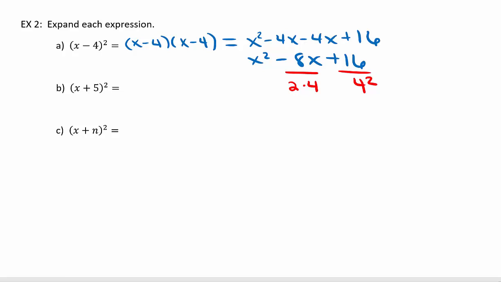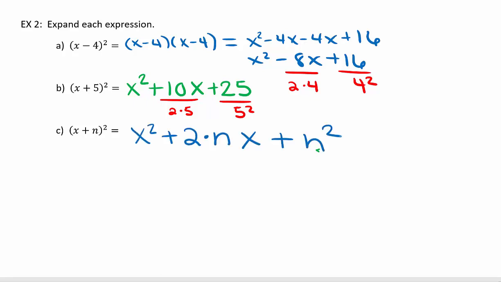X plus 5 squared can also be FOILed out, but the first term will be an x squared, and the middle term, well, we can get that by doubling the 5. 2 times 5 is 10, plus 10x. And then 5 squared is 25. That pattern will continue anytime you square a binomial. So if you have x plus a number, which we'll call x plus n, the first term will be an x squared. The middle term will be whatever 2 times n is, and there'll be an x there. And then the last term is n squared.